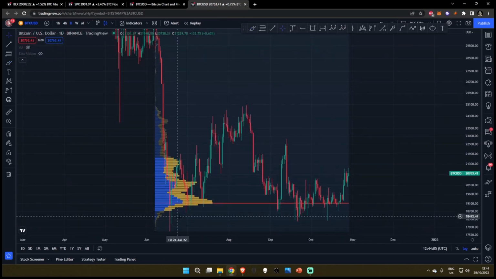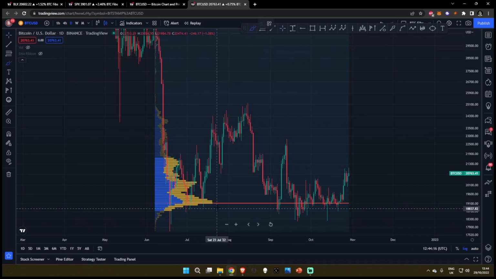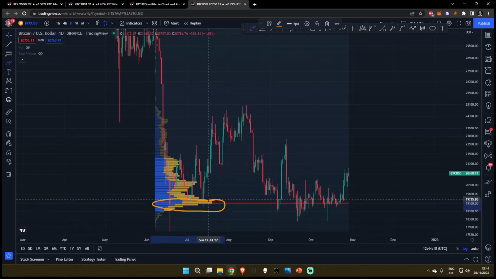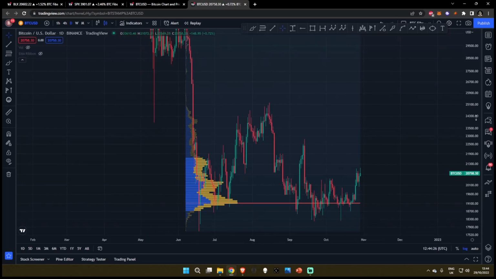Now this red line right in the middle of this is going to be called the point of control. This is where the most amount of volume was traded. Now this can be where the most buy orders or sell orders were, but in general it's the collective of both the buy and the sell orders. Now markets typically love to trade around these points of control, and when we're done trading around these points of control, we move to other points of control.